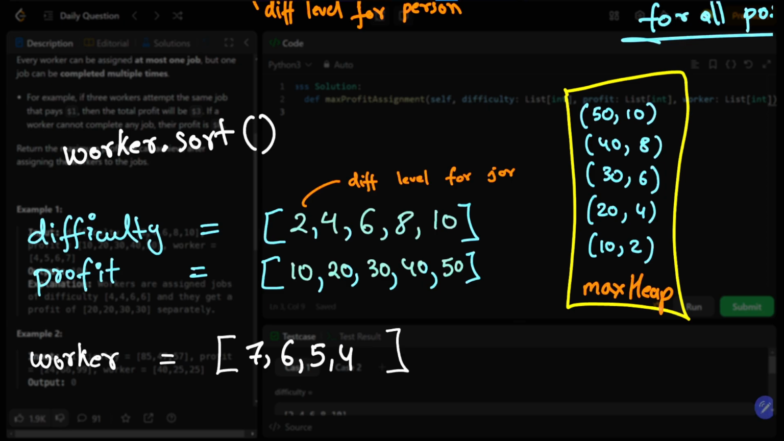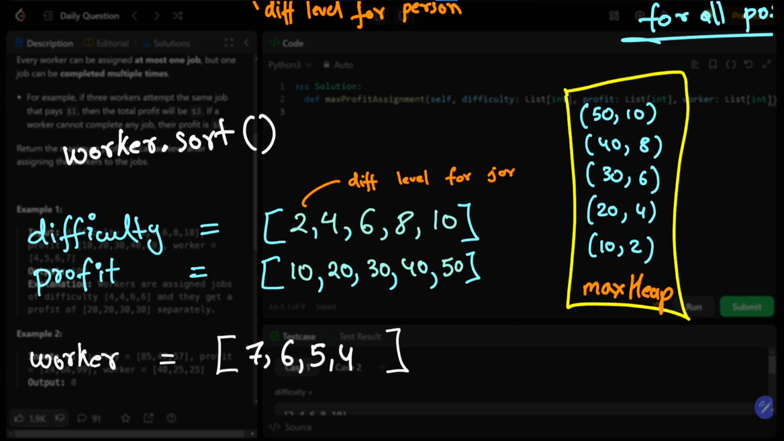In Python, we don't have a max heap. I only have a min heap, so I will pass my profit in the negative form and get it back in the negative form again. That way I can tweak the min heap in Python.